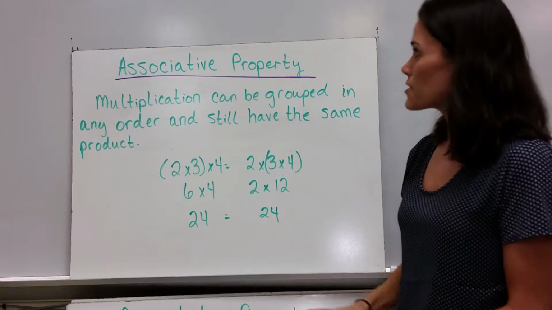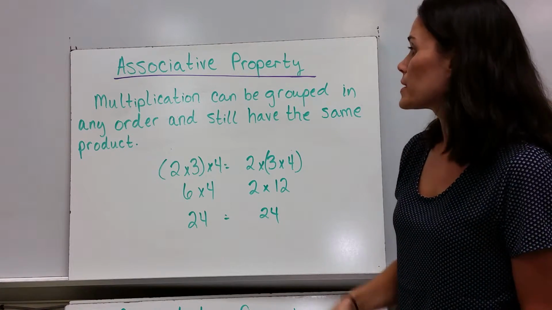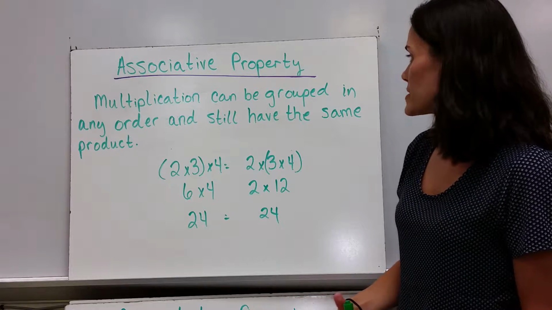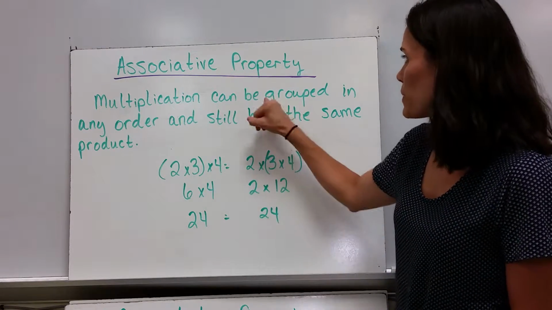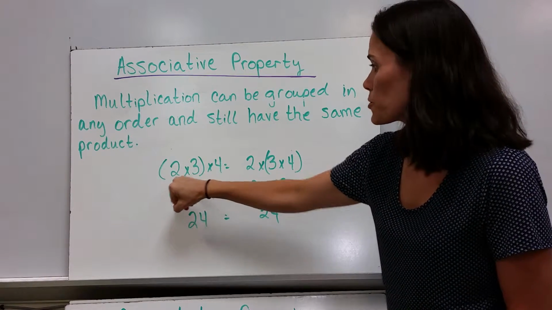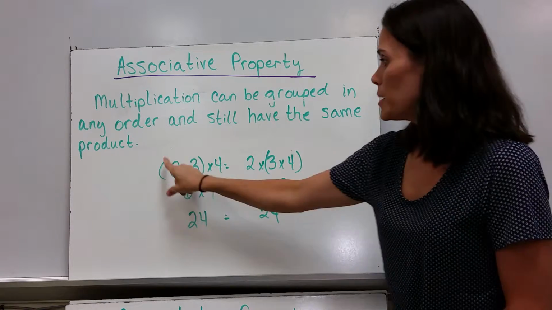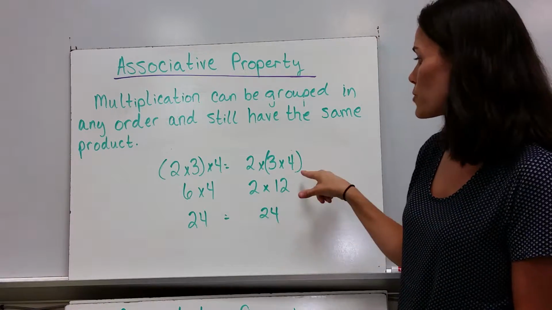All right, next is the associative property, and it just says that multiplication can be grouped in any order and still have the same product. So the grouping is the important part with the associative property. I actually kept the numbers in the same order, 2, 3, 4, 2, 3, 4. But we put the parentheses around the 2 and the 3 in the first one, and in the second we put them around the 3 and the 4.